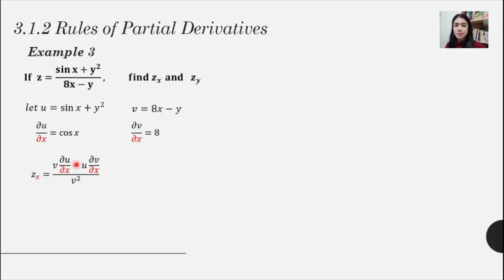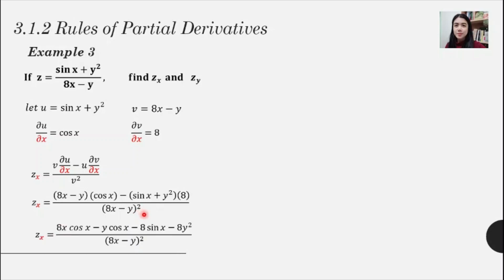So we're going to do the substitution. So we're going to substitute what is the v. So our v, that is 8x minus y. Substitute here. And what is our ∂u/∂x? Our ∂u/∂x, that is cos x. So substitute here. Okay, and then minus with u. Our u is sine x plus y squared. So substitute here. And then our ∂v/∂x, that is 8. Okay, so just substitute here. And divided by the v squared. So our v here, that is actually 8x minus y, squared.